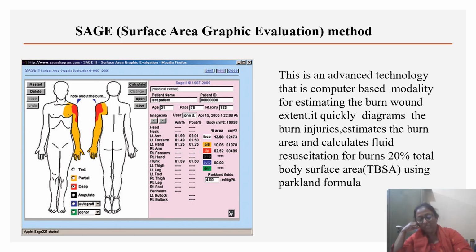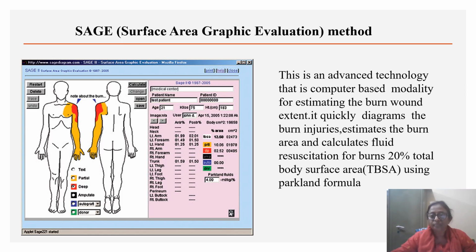So it calculates the age adjusted estimates for total body surface area, partial thickness and user selected palettes in percentage and centimeters square for approximately 33 body areas. So here you can see this is an advanced technology, that is computer based modality for estimating the burn wound extent. It quickly diagrams the burn injuries, estimates the burn area and calculates the fluid resuscitation for burns, 20% total body surface area using the Parkland formula. So the SAGE 2 version of the program can be freely accessed on the internet also.